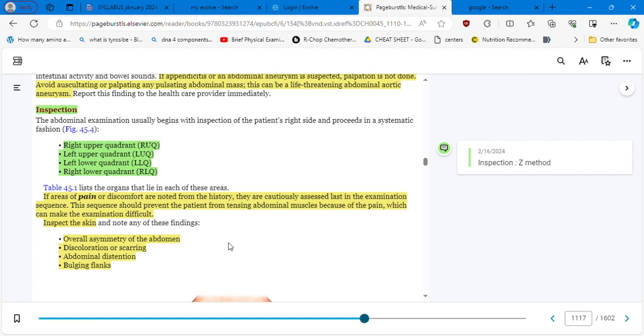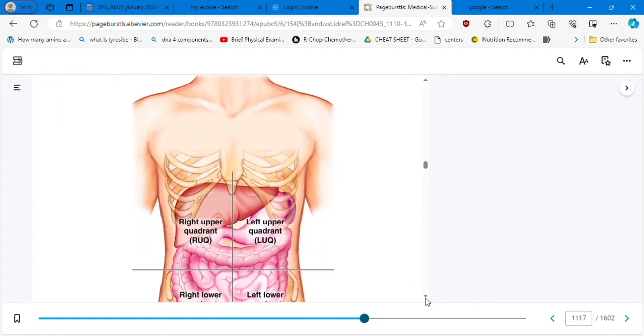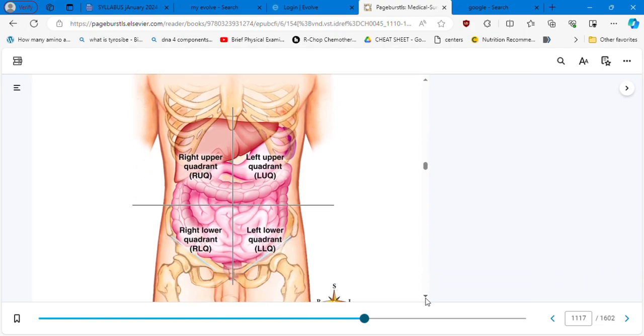Inspect the skin, especially overall asymmetry of the abdomen, discoloration of or scarring, abdominal distension, and bulging flanks. Here we have this graphic, which I really love, and I think this is a great improvement from the 10th to the 11th edition. Most people think that the stomach, for example, is in the middle of the abdominal area, and it's not. Most of it is in the left upper quadrant, and some part near the pyloric area is in the right upper quadrant.